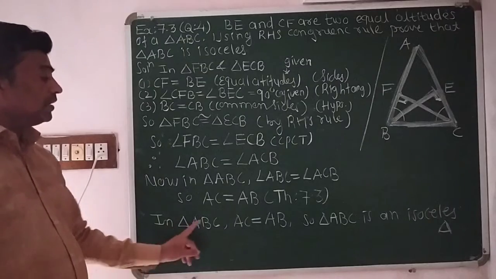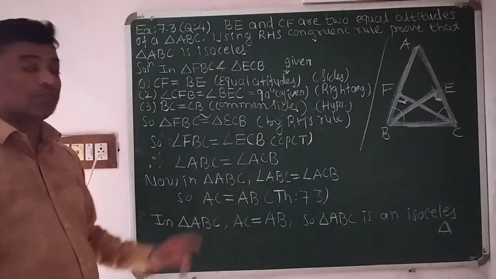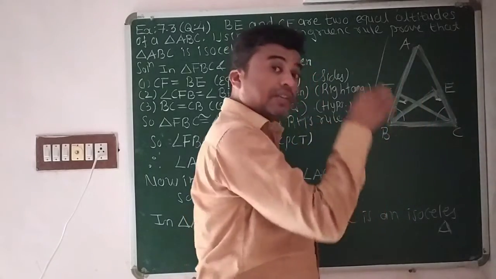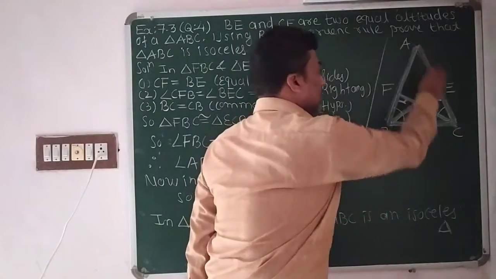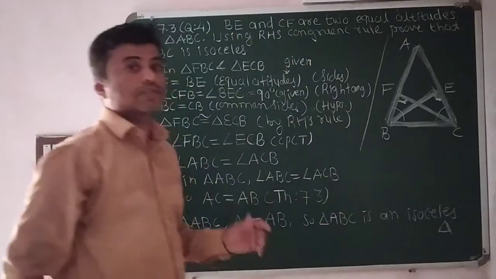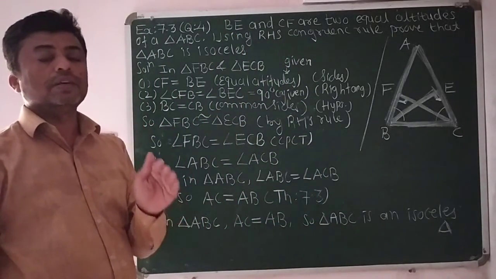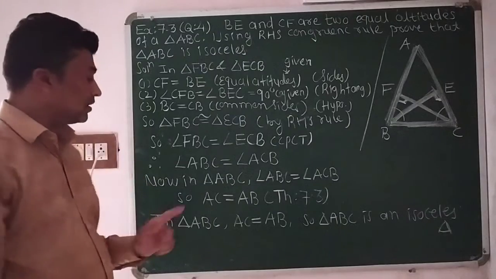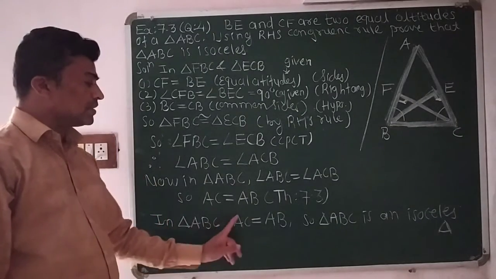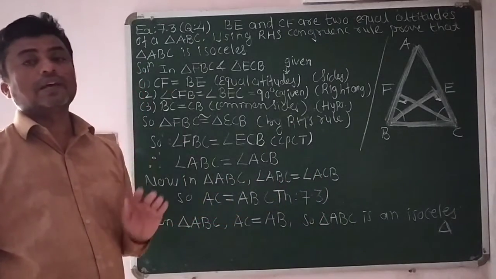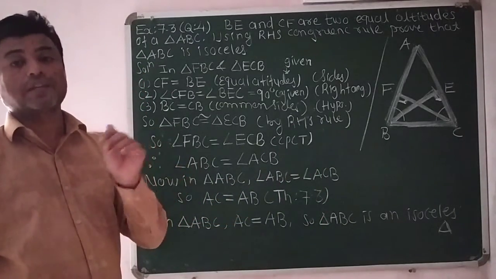Now see children, in triangle ABC, AC is equal to AB. In this triangle, AB is equal to AC, means two sides have equal length. So we can say that triangle ABC is an isosceles triangle. So in triangle ABC, AC is equal to AB, so triangle ABC is an isosceles triangle.